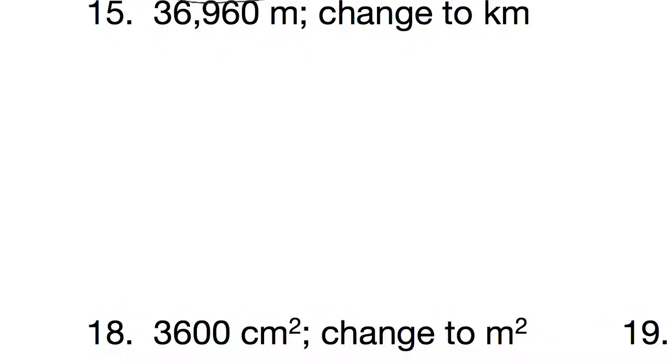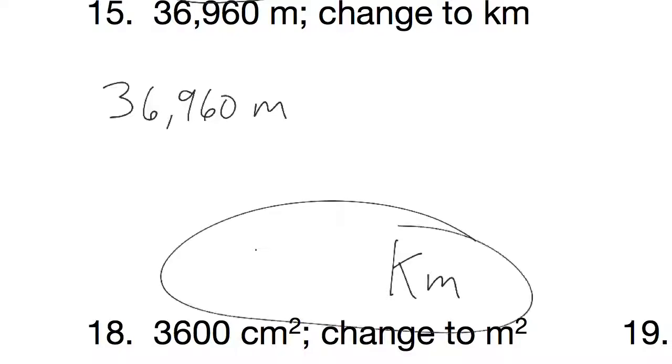36,960 meters changed to kilometers. Okay, so 36,960 meters change to kilometers. I want this to be in kilometers, so make it a fraction. In order to cancel out meters in the top, I put meters in the bottom and they'll cancel out.